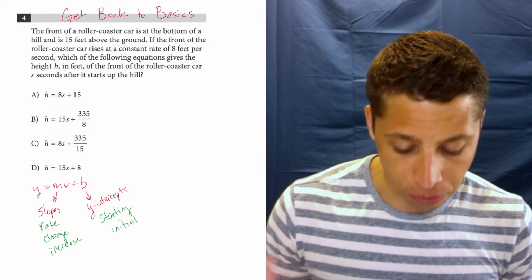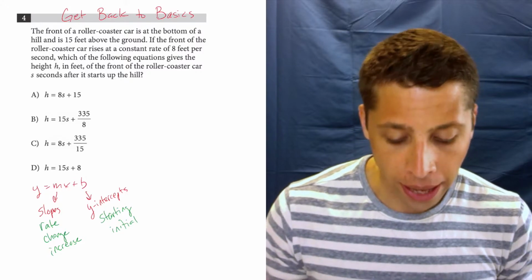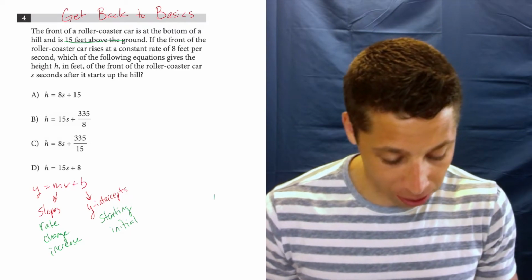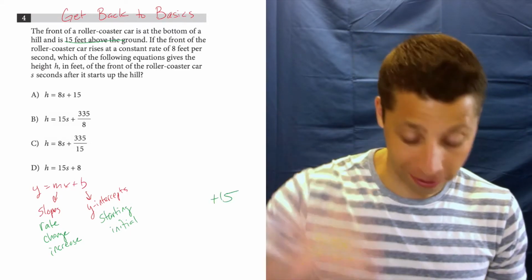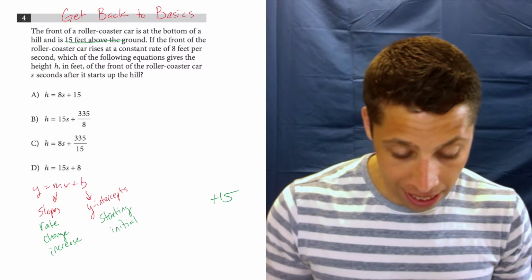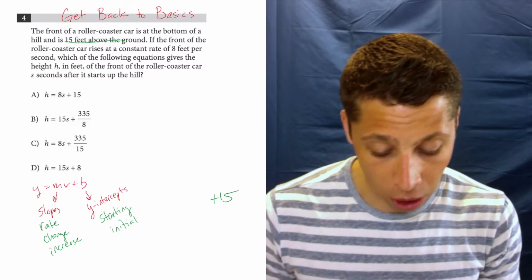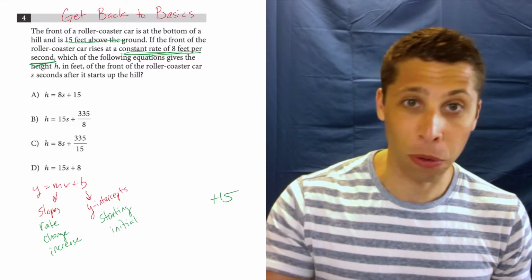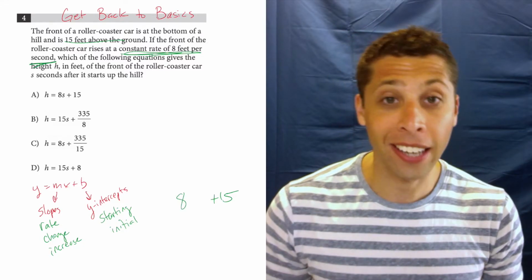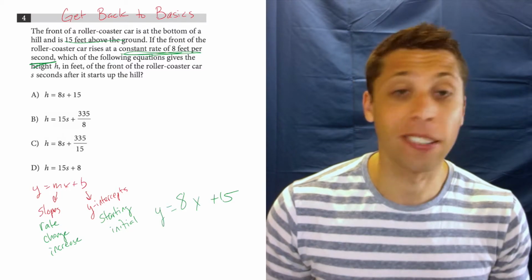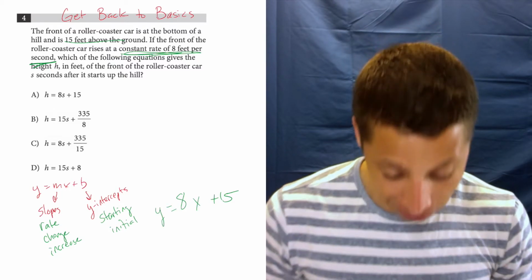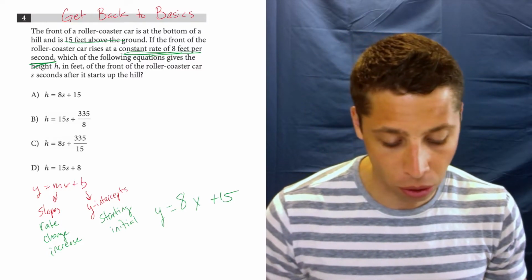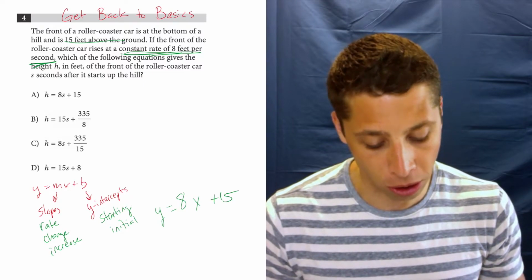So in this case, they say the front of a roller coaster is at the bottom of a hill and it's 15 feet above the ground. Well, that sounds like a y-intercept. That sounds like a starting point. It's starting 15 feet above the ground. If the front of the roller coaster car rises at a constant rate of 8 feet per second, there's that word rate, that sounds like a slope. There you go. We've got a line. Which of the following equations gives the height h in feet of the front of the roller coaster car s seconds after it starts up the hill?